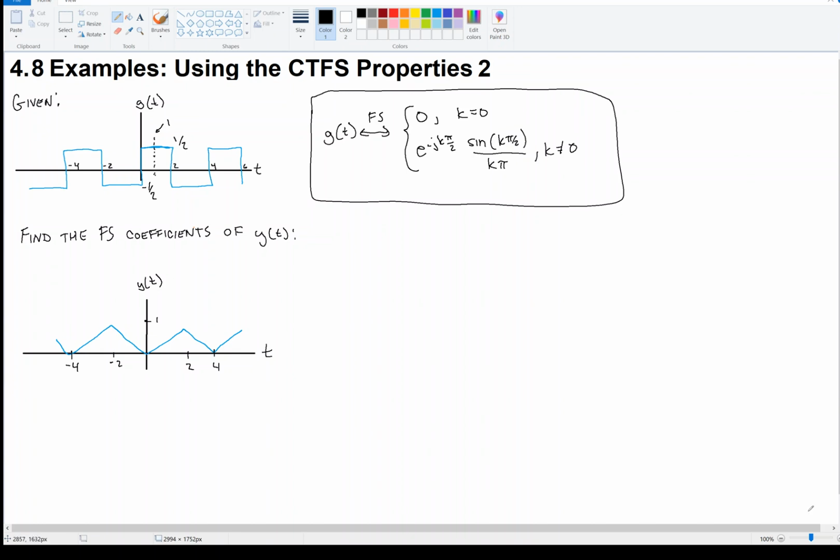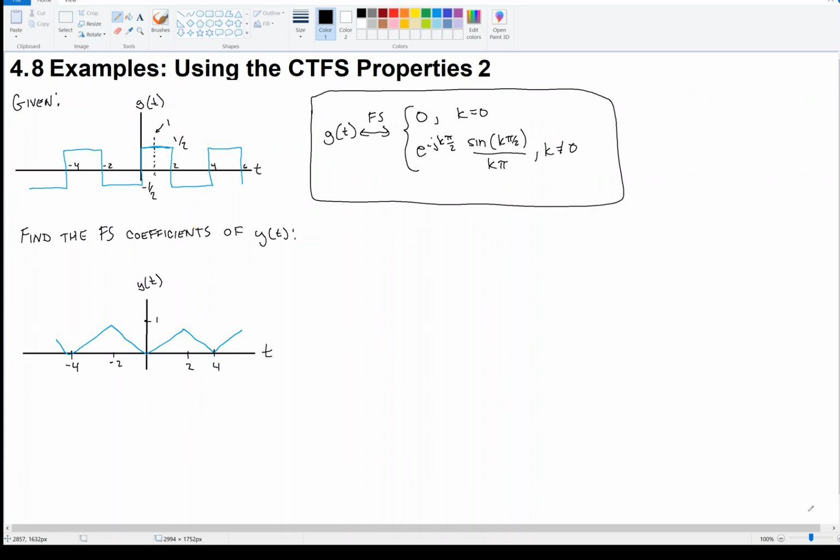We're looking at using the continuous time Fourier series properties to find the Fourier series coefficients of continuous time periodic signals. In this example, and really you should have looked at the previous video. Normally these are optional standalone example videos, but this one does depend on the previous one, so you want to have checked that one out.